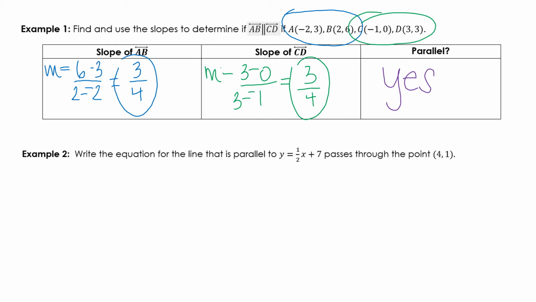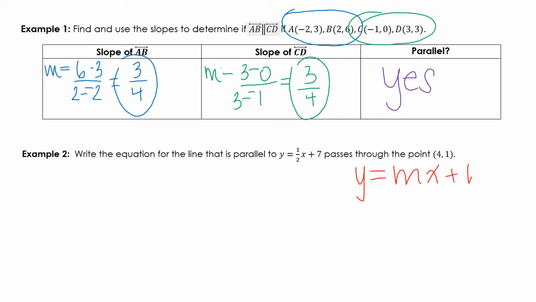For example 2, they give us the line y equals 1/2 x plus 7, and we want to determine the equation for the line that is parallel to it, but passes through the point 4, 1. So in order to write the equation, I need to know the slope, and I need to know the y-intercept, because we want to write this equation in y equals mx plus b.